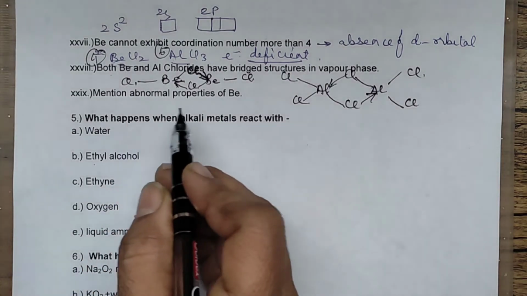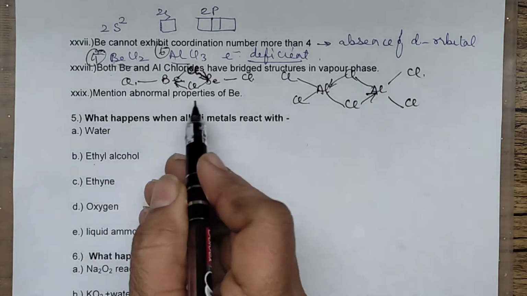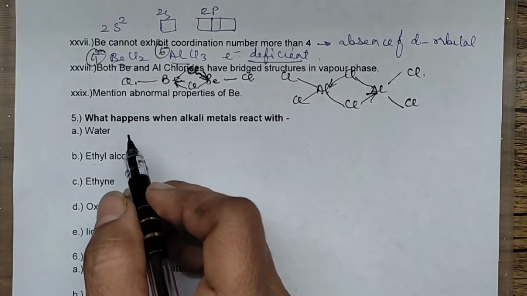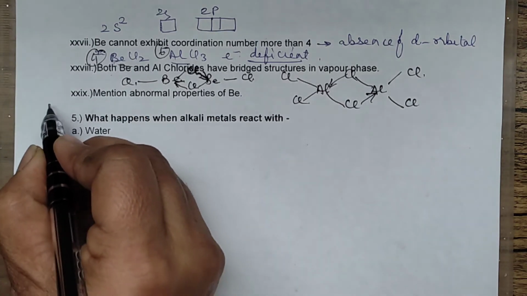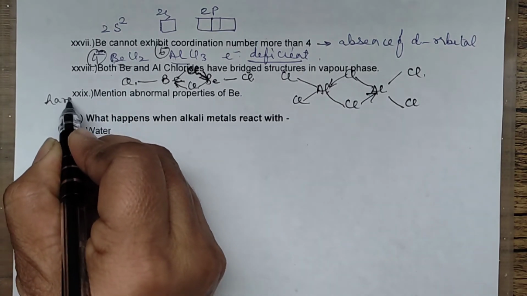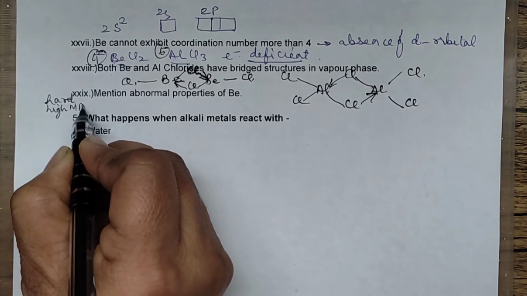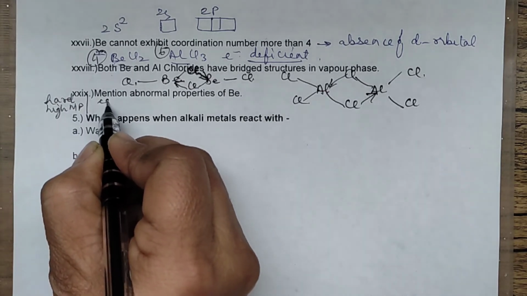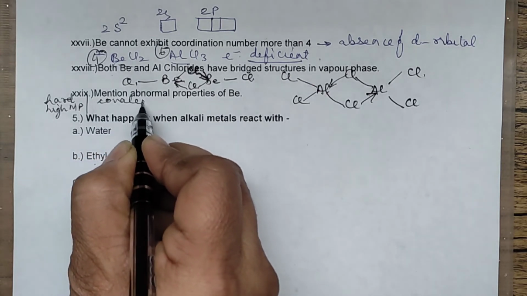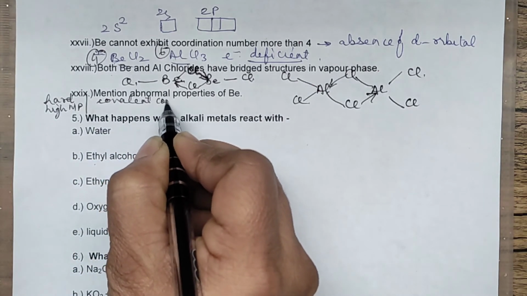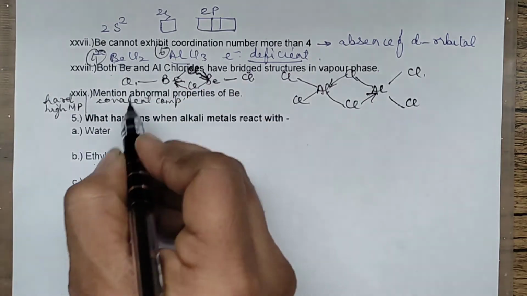Then abnormal properties of beryllium. When you're writing abnormal properties of beryllium, one you can write down that it is comparatively hard. It is having high melting point. Right? It forms covalent halides. It forms covalent compounds, in fact. Okay, you can even write down this one.